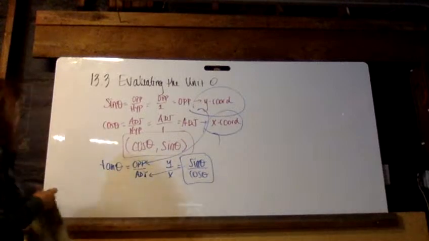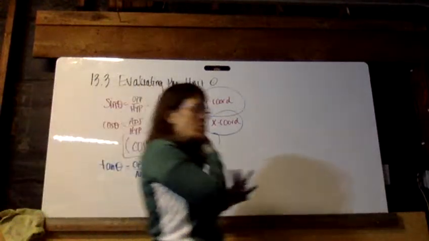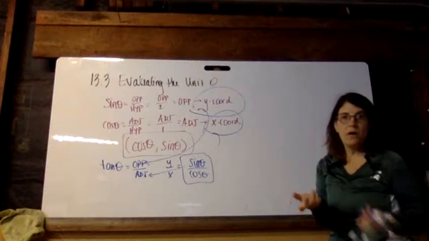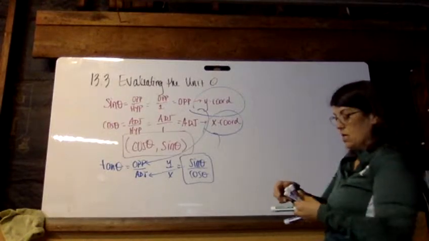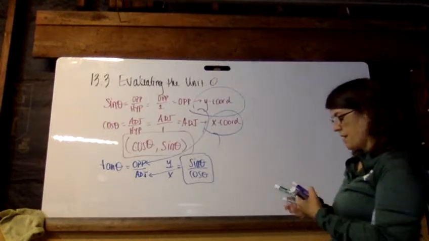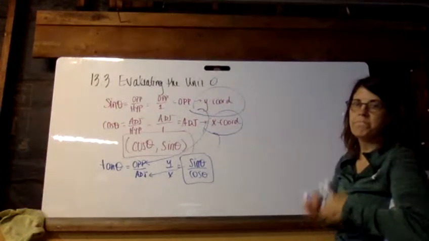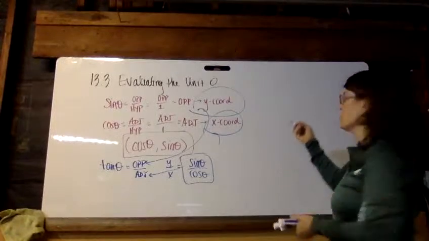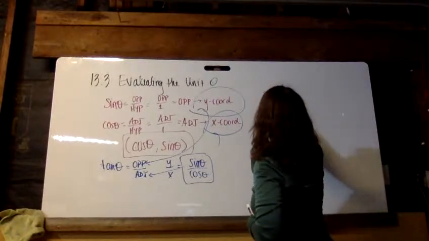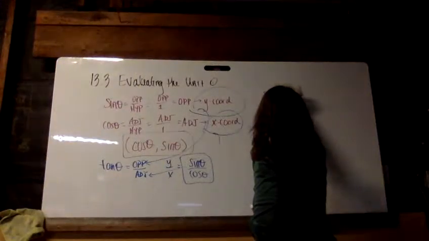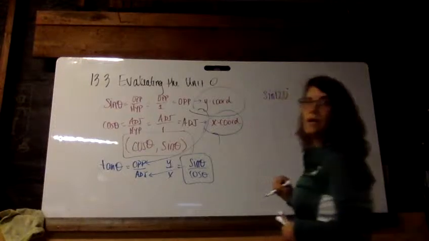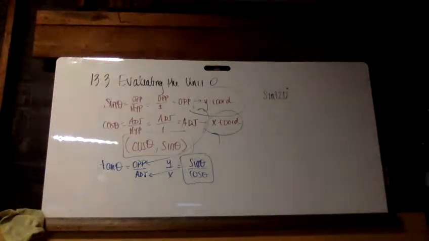Okay, so let's look at how you evaluate some of the values on the unit circle. So how about if I ask you to find, let's just start with the sine of 120 degrees.